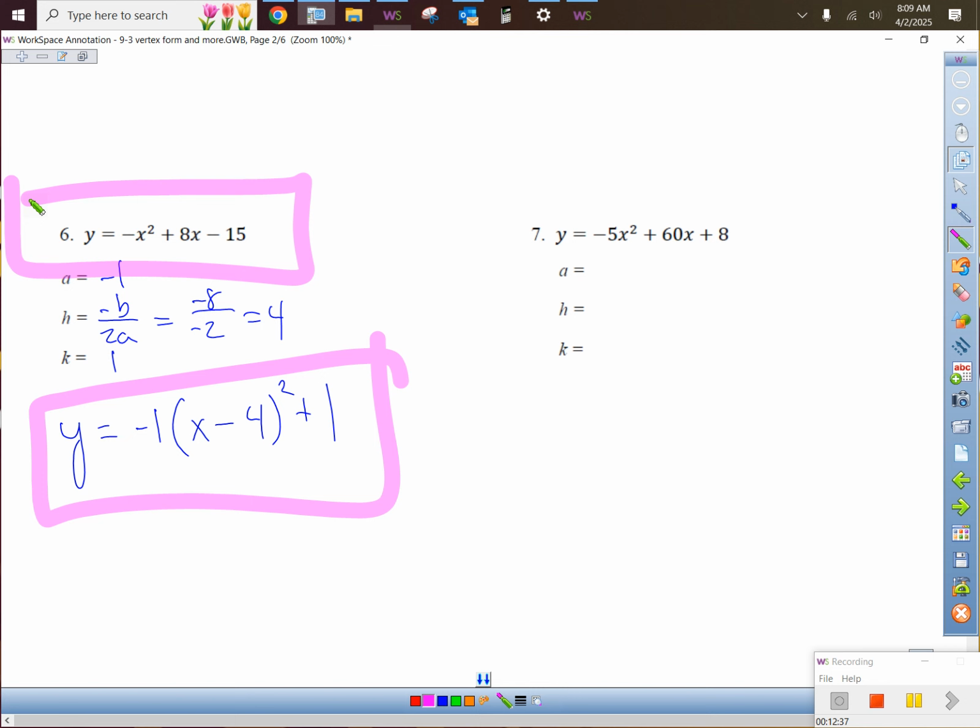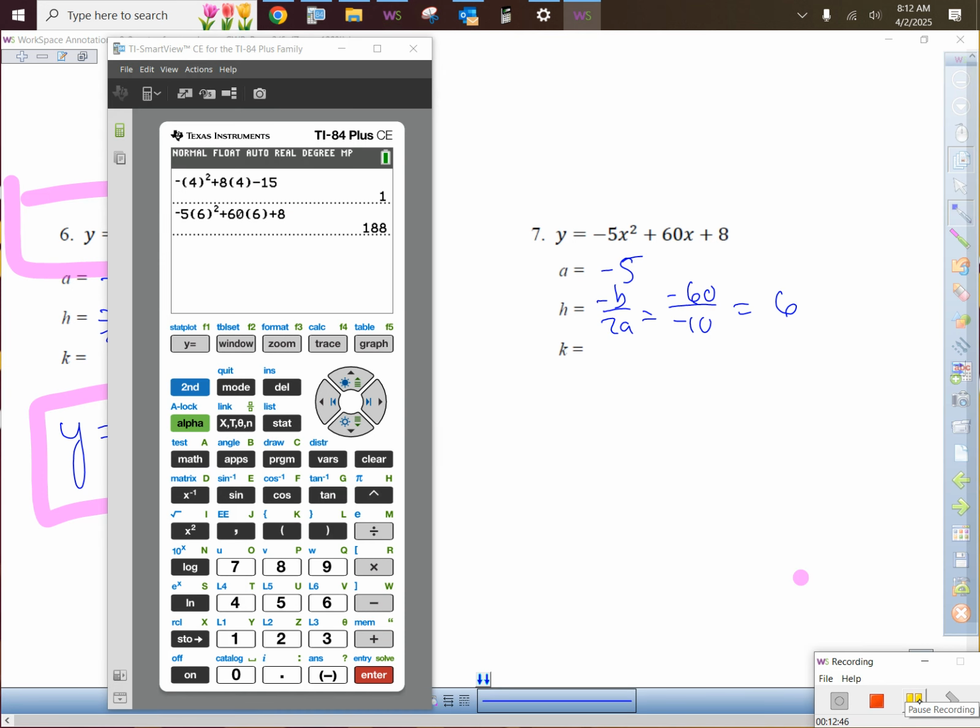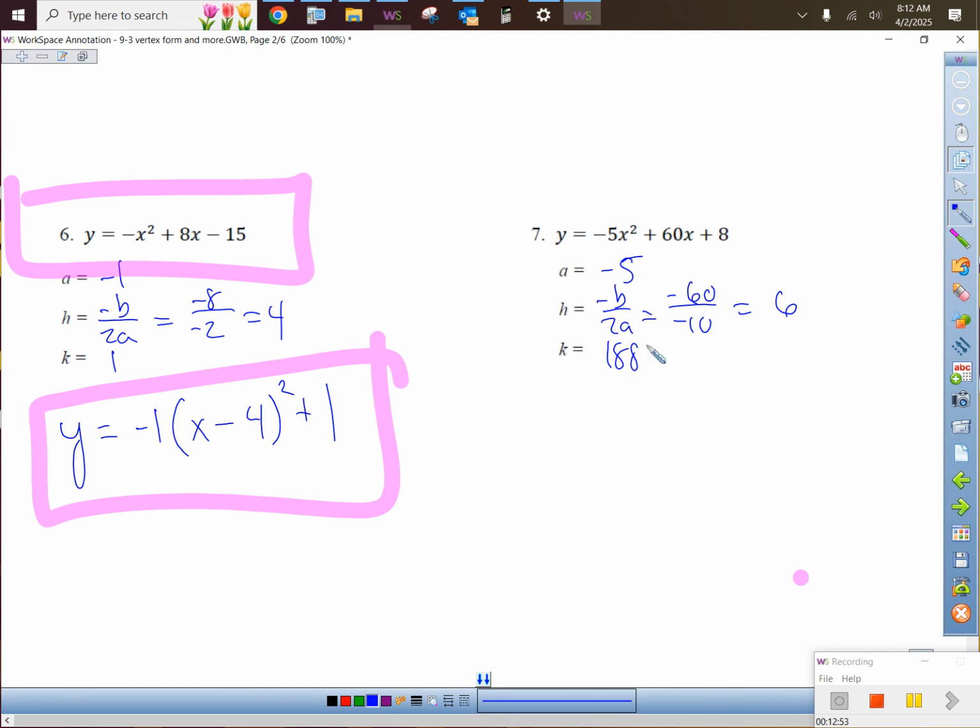Cool. One more. See if you can find it all with a neighbor. Work together. Pause the video. Give it a shot. I got A to be negative 5, H to be 6, and punching that in, holy cow, did I get a big K value of 188, but it is correct. So I will have one small mistake in here. What is my mistake in that one right there?